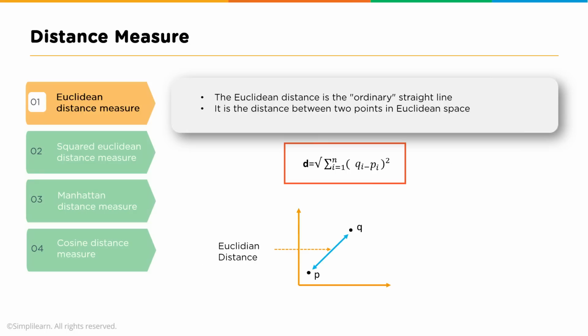So let's start with the Euclidean distance measure. The most common is when we want to know the distance between 2 points. If we have point P and point Q, the Euclidean distance is the ordinary straight line. It is the distance between the 2 points in Euclidean space. And you should recognize D equals, in this case we're going to sum all the points.